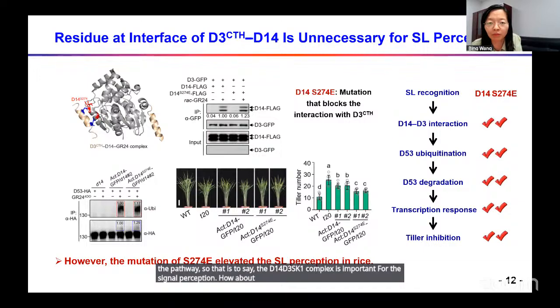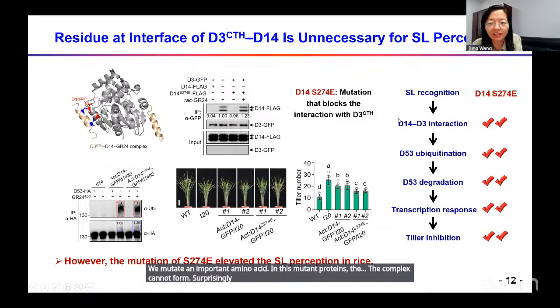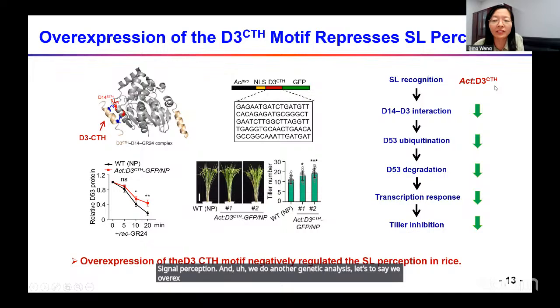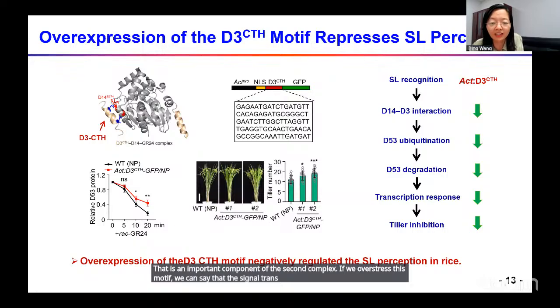How about the other complex? We mutated an important amino acid. In these mutant proteins, the complex cannot form. Surprisingly, we found that this protein works very well in plants. That is to say, it is a functional receptor, and it can even elevate signal perception. And we did another genetic analysis, where we overexpress the D3 CTH motif, an important component of the second complex. If we overexpress this motif, the signal transduction is negatively regulated.